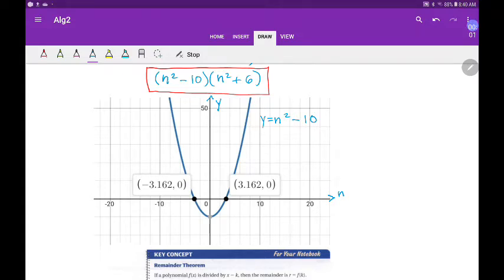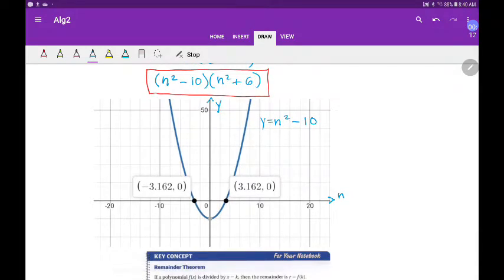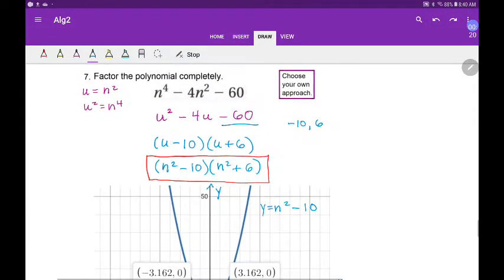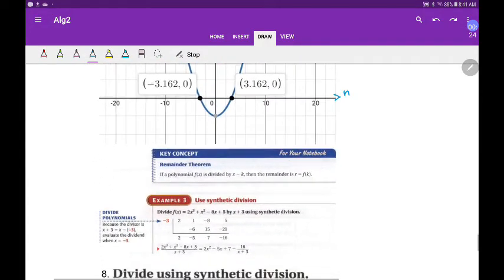Just to make it clear from the last video, I said n squared minus 10 is not something I could easily factor. I could complete the square, or I could use the quadratic formula, and I would get these answers. But it's not the kind of factoring that we're talking about. We're talking about nice, even, whole numbers. Or, well, integers.